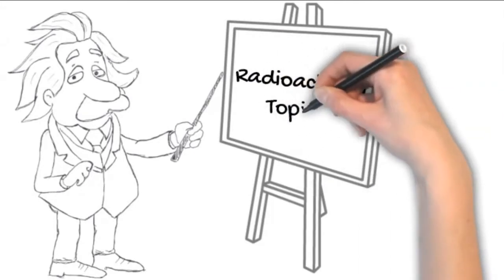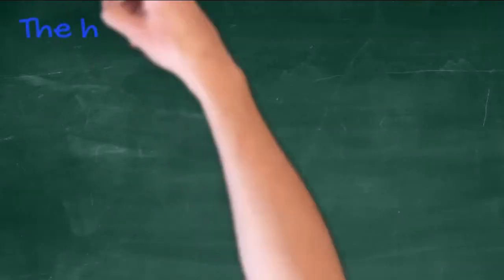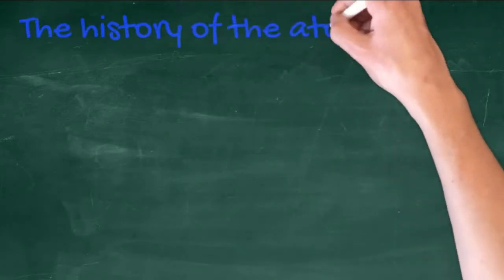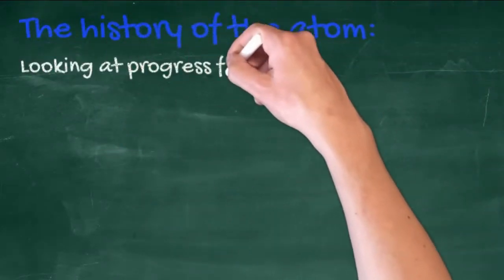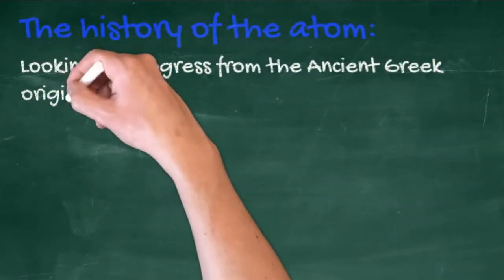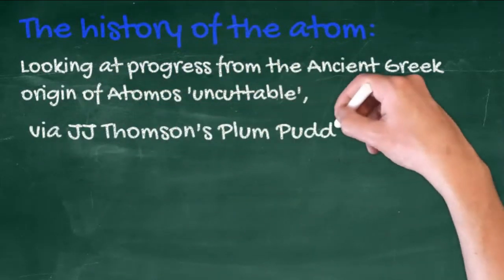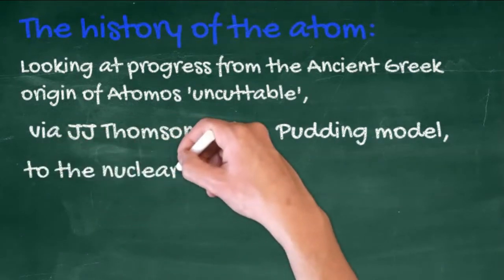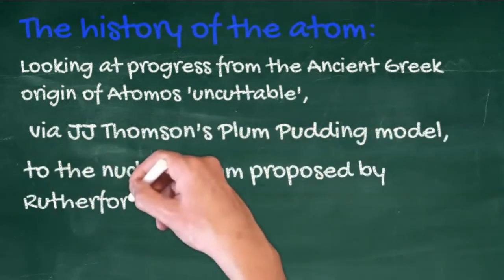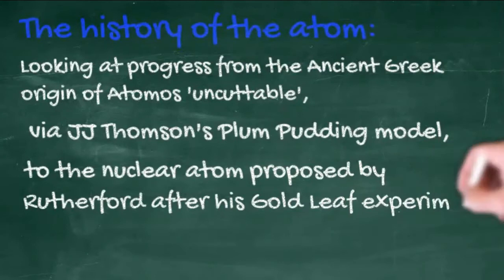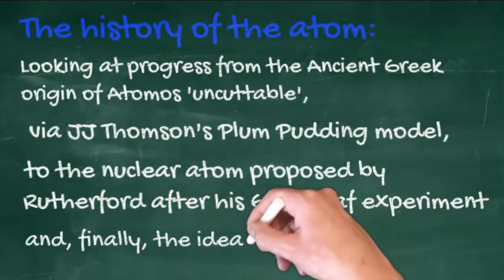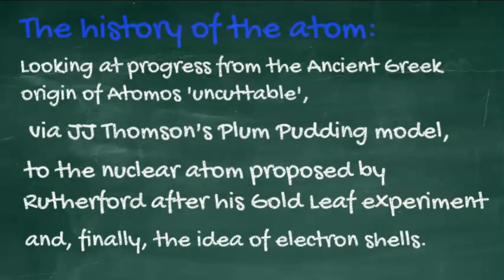Radioactivity, Topic 6. We're going to start this video by looking at the history of the atom. The original name, atomos, comes from the ancient Greek for uncuttable. And then J.J. Thomson found that there were electrons, so it was even smaller. Rutherford decided that the nucleus was very compact. And then people like Bohr went on to describe electron shells.